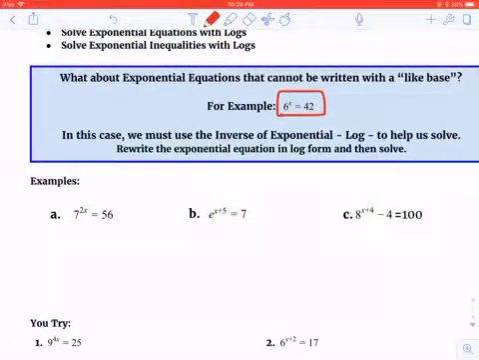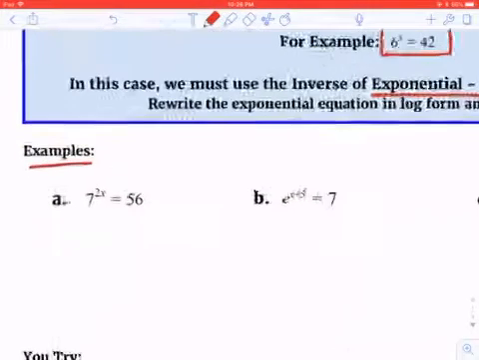For these types of exponential equations, we use the fact that exponential and log are inverses of each other to help us solve the equation. So we're going to rewrite these exponential equations in log form and then solve them. So let's first look at some examples.